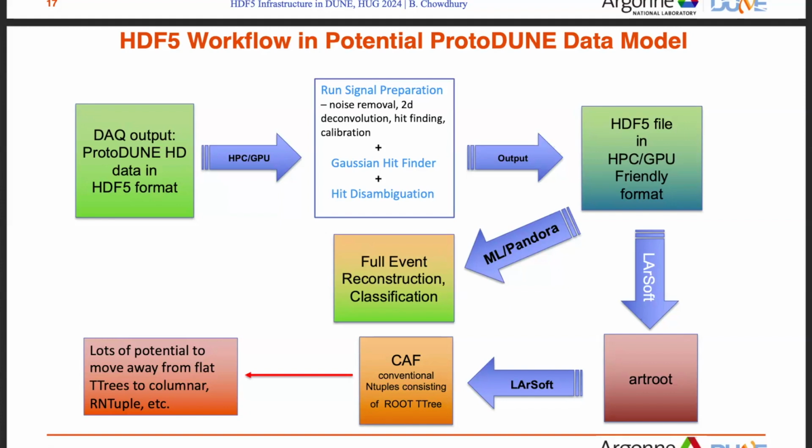And for this section, we are working with the HEP-CCE group to find out the optimized data. Now, the advantage of doing it this way is once we have HDF5 here as an output and in a GPU-friendly format, we can directly feed it into the existing machine learning or Pandora algorithm for full event reconstruction and classification for DUNE, or you can actually go through the traditional way, going through the LArSoft ART and follow the traditional reconstruction chain.